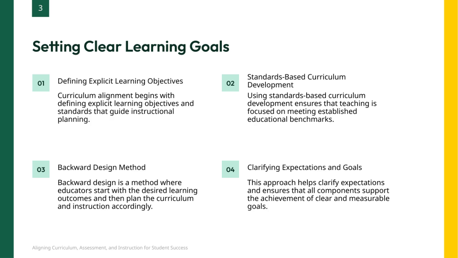One effective strategy here is the backward design method, where we start by identifying the desired learning outcomes first, and then we plan our curriculum and instruction to reach those goals. This method really helps clarify expectations and make sure that every part of our teaching supports clear and measurable goals, leading to better student outcomes.